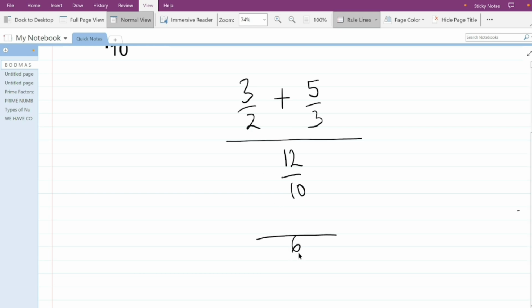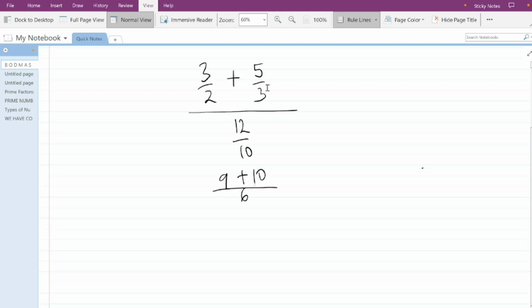Then we go 6 divided by this 2 is 3. The result, which is 3 times this 3, is 9. So we have this as 9 plus 6 divided by this 3 is 2. Then the result, which is 2 times 5, that's 10.